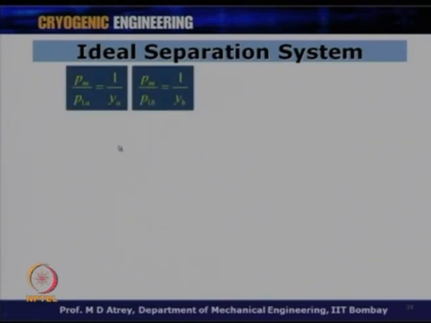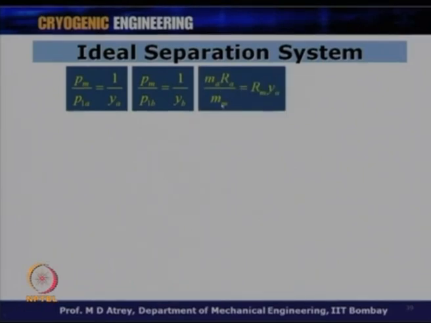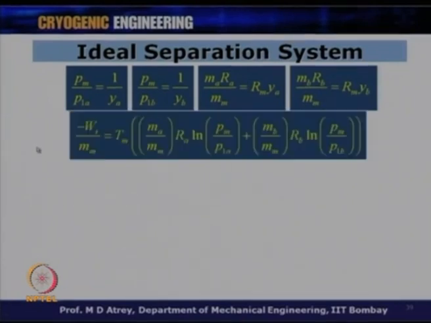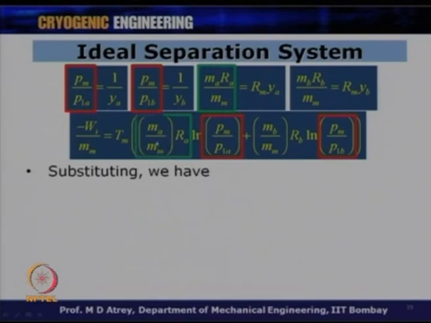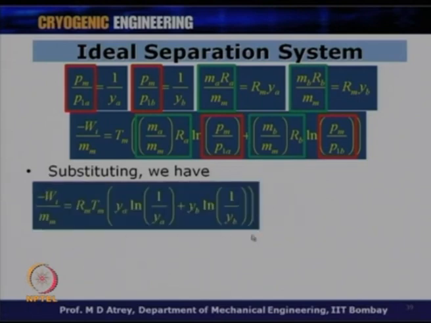So, putting all these things together: Pm upon P1A is equal to 1 upon Ya, Pm upon P1B is equal to 1 upon Yb, and mARA upon mm is equal to RmYa, and mBRB upon mm is equal to RmYb. I will put these into the expression which I had derived earlier. I will replace Pm upon P1A by 1 upon Ya, and similarly I will replace this term by RmYa, and this term by RmYb. If I put those expressions, I will get this equation: Wi upon mm is equal to RmTm [Ya log 1 by Ya plus Yb log 1 by Yb].